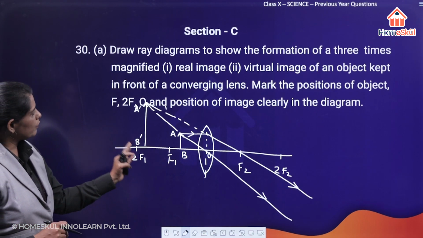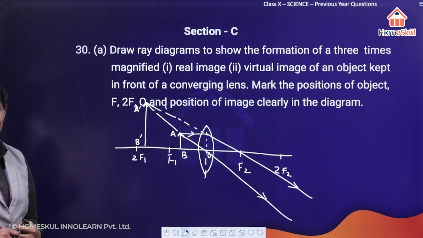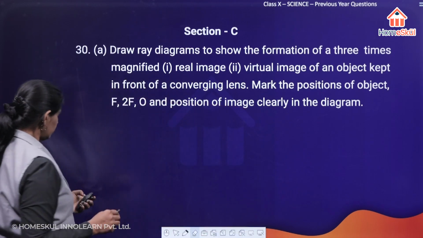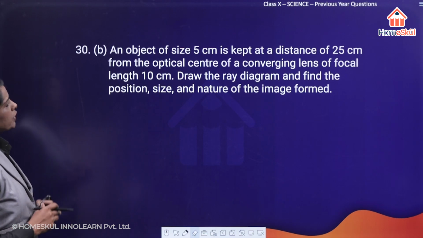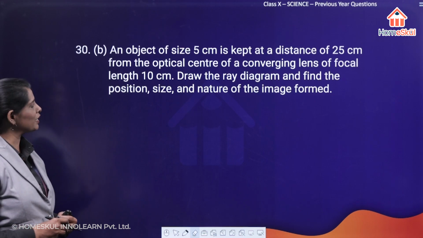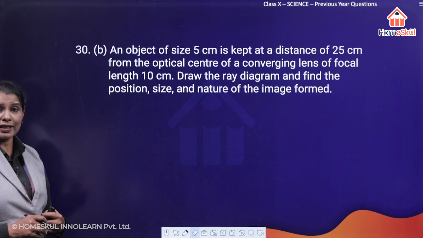And we have already marked the positions, that is F, 2F and optic center. Hope this question is clear. Coming to the next question, that is the B part of the same question. An object of size 5 centimeter is kept at a distance of 25 centimeter from the optic center of a converging lens of focal length 10 centimeter.